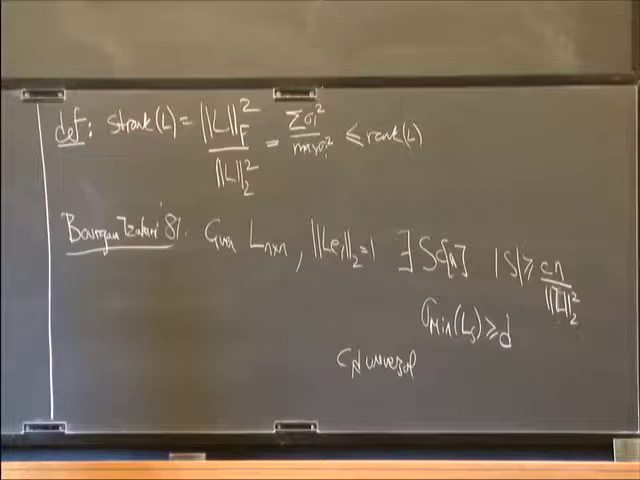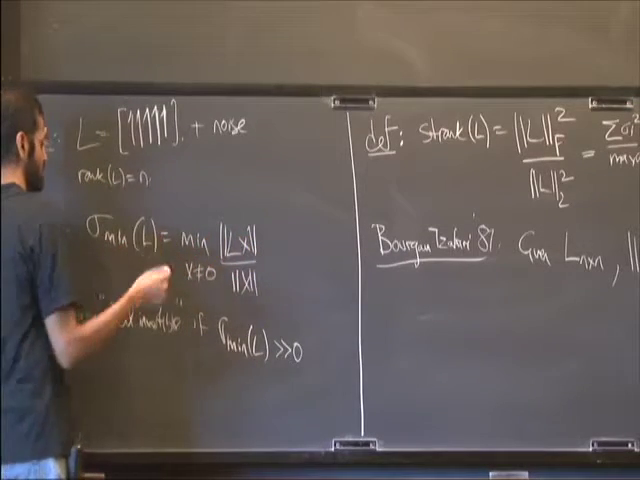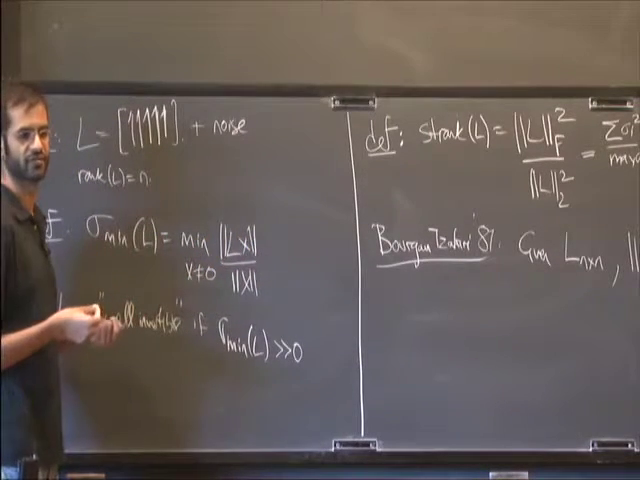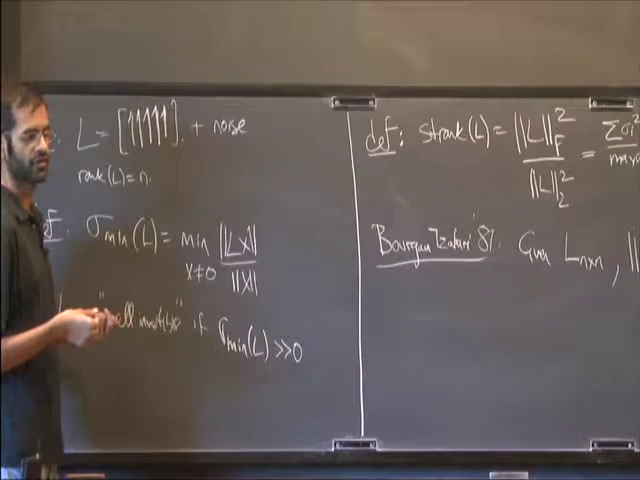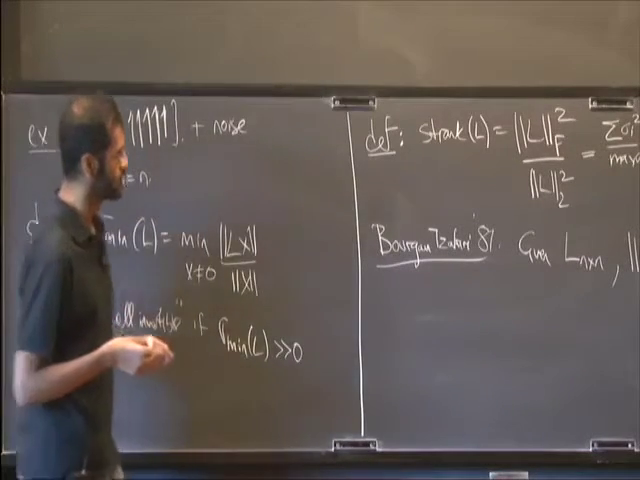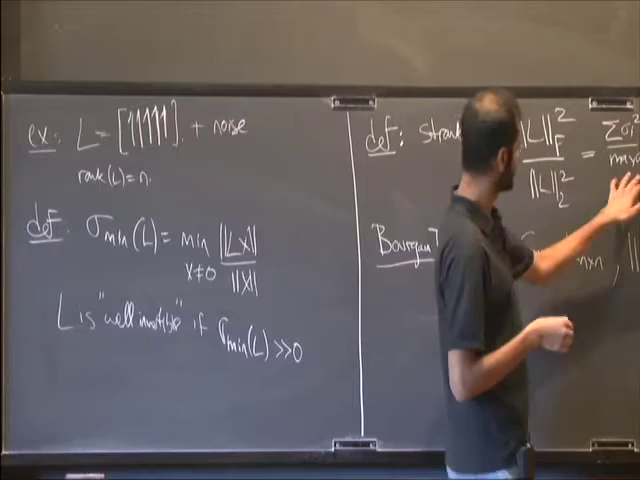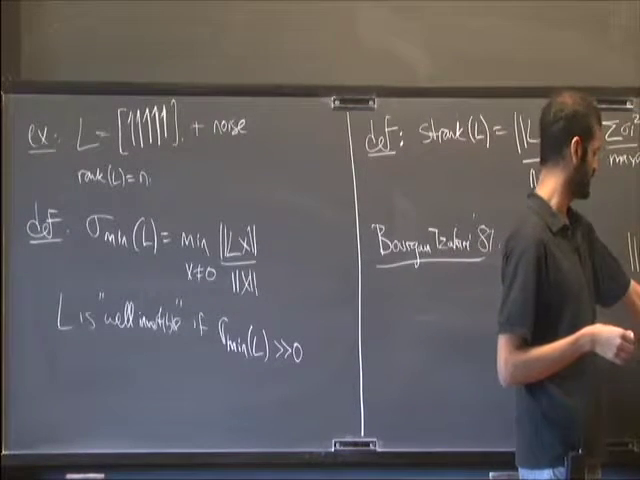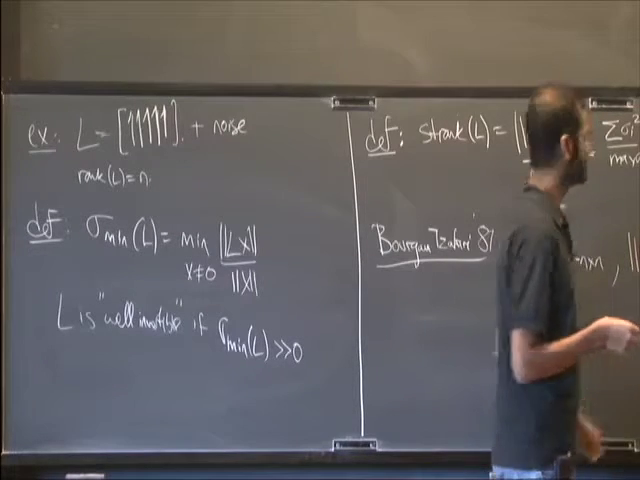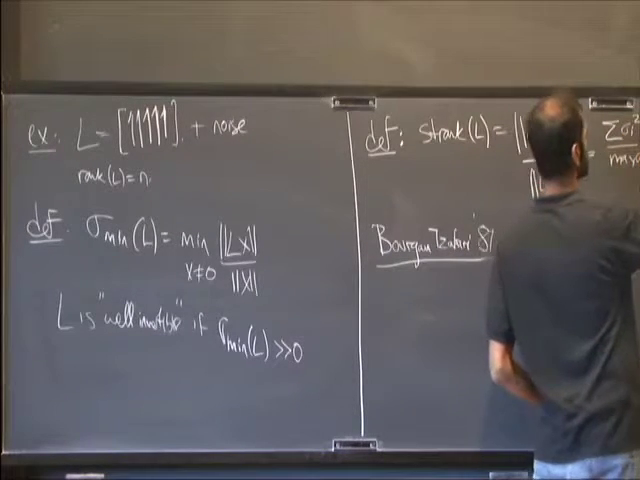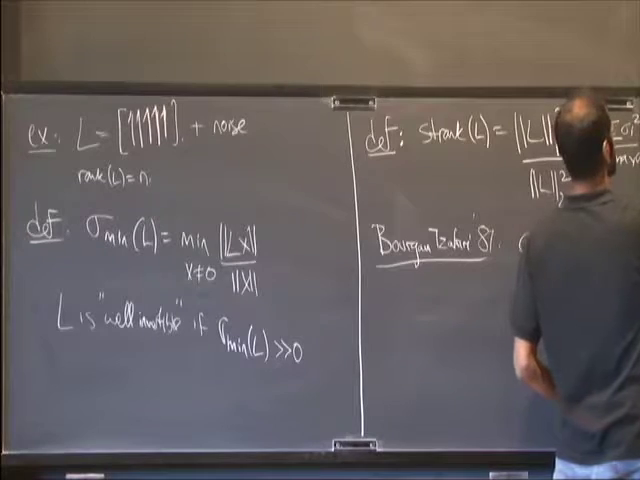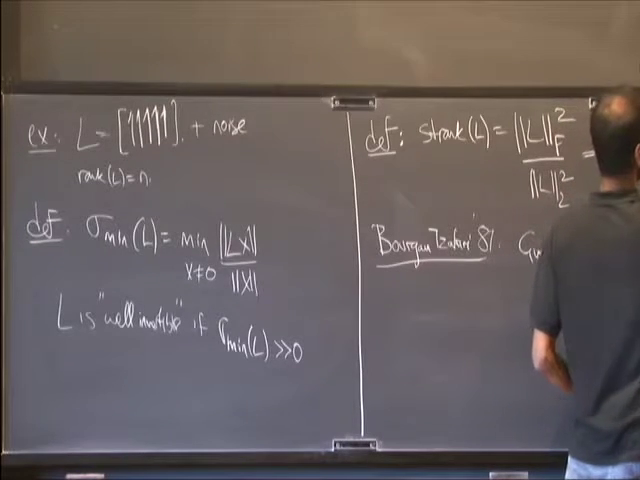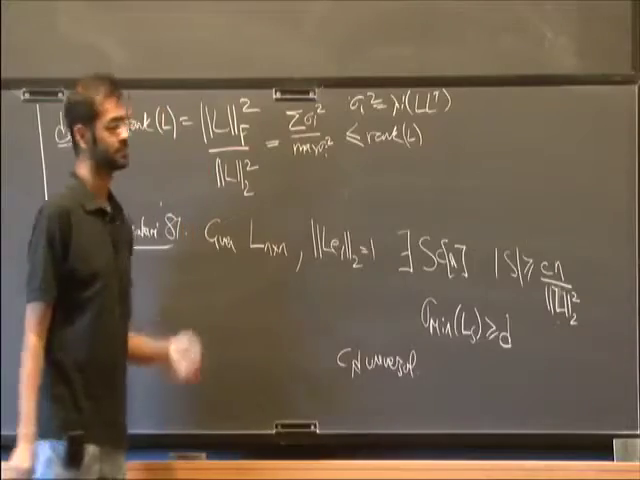Can you define again what a singular value is? It's how much L shrinks a vector. It's the minimum over all the singular values, all the sigma i's. You don't need sigma i for this actually, but for the definition: sigma i squared is the ith eigenvalue of L L transpose.